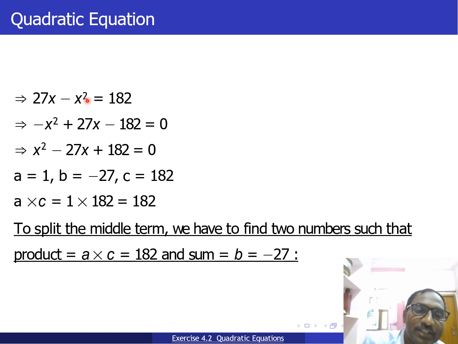So 27x minus x square equal to 182. This implies minus x square plus 27x minus 182 equal to 0, which implies x square minus 27x plus 182 equal to 0. Here a equal to 1, b equal to minus 27, c equal to 182. A times c is 1 times 182, equal to 182. To split the middle term, we have to find two numbers such that the product equals a times c, which is 182, and the sum equals b, which is minus 27.